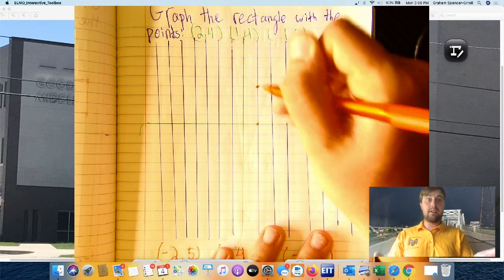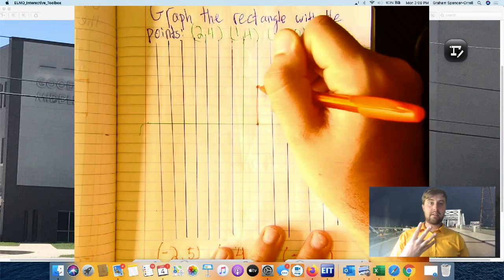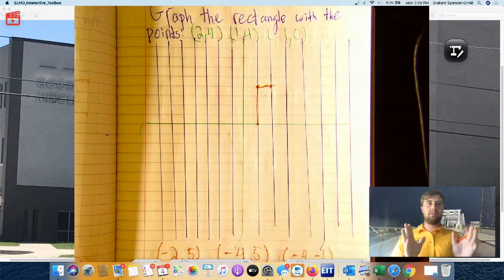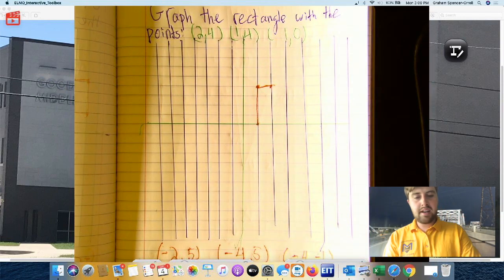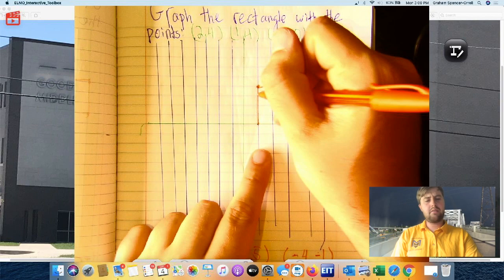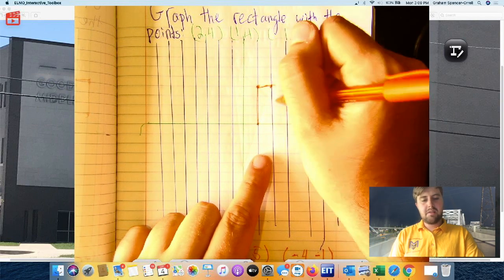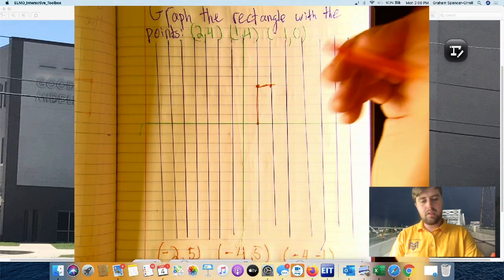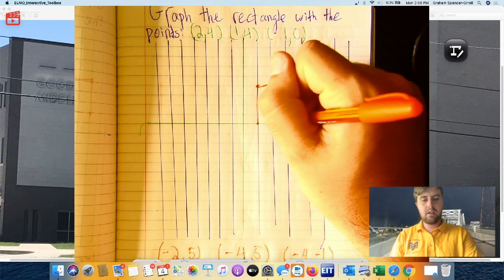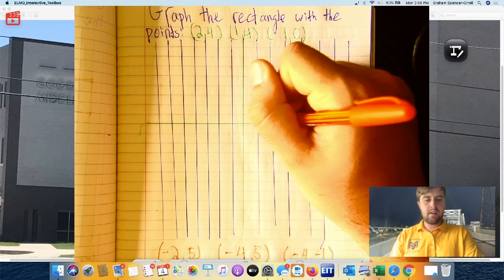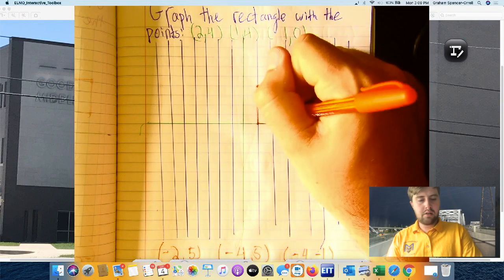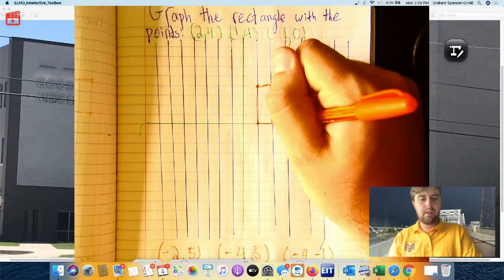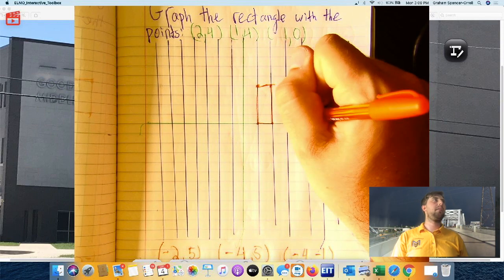And we know a rectangle has 4 points and 4 right angles. So we have a right angle here. And we need to figure out what point we can put to have another right angle. It's going to be right here. We can find that to be the point 2, 0. So our point 2, 0 is the fourth point because it makes a rectangle.